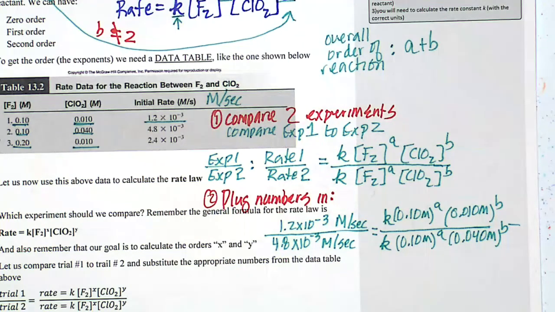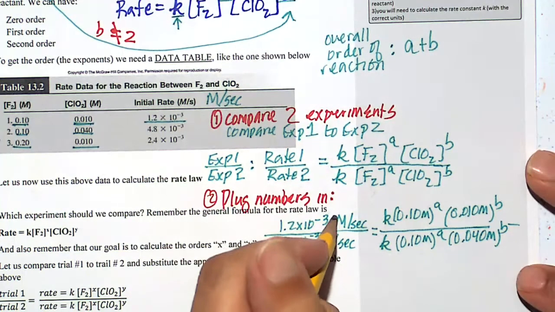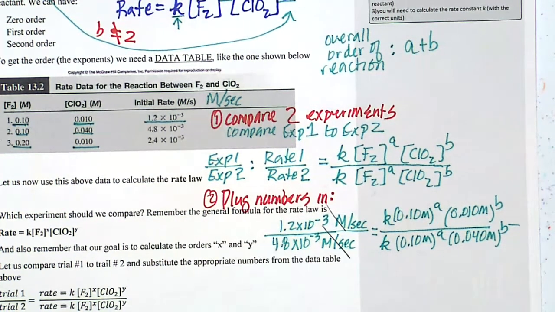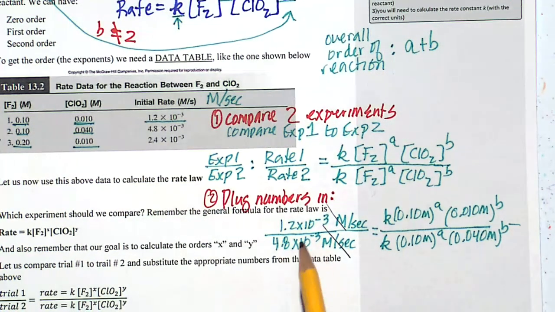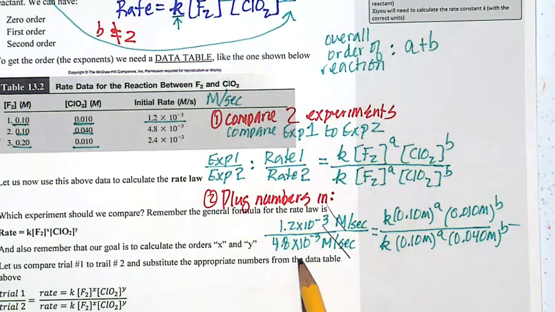Okay, now let's cancel out units. M over seconds cancel. 1.2 times 10 to the minus 3 divided by 4.8 times 10 to the minus 3. Actually, on your calculator, I can do this in my head. It's 1/4.